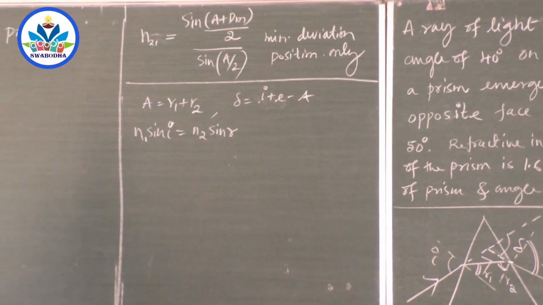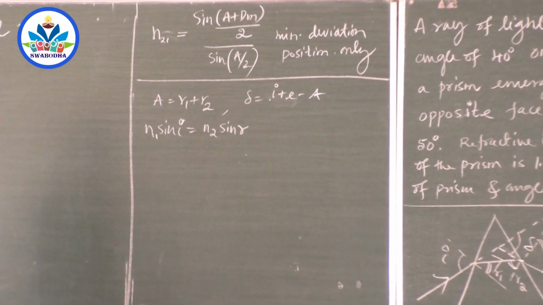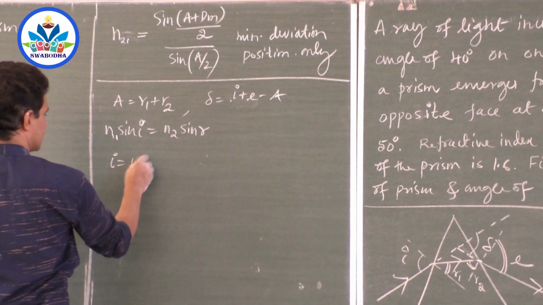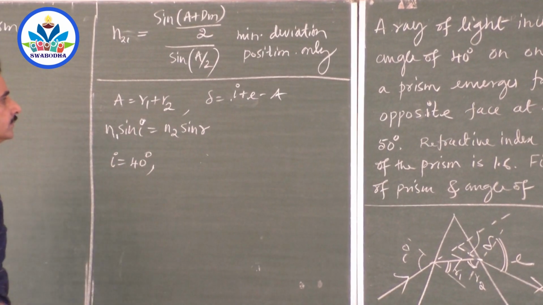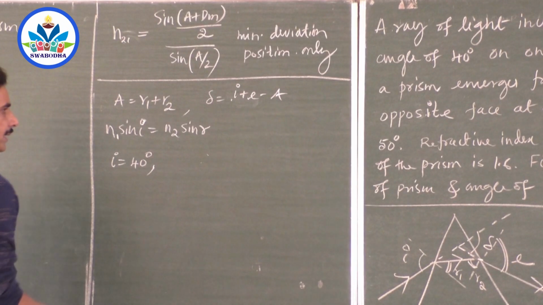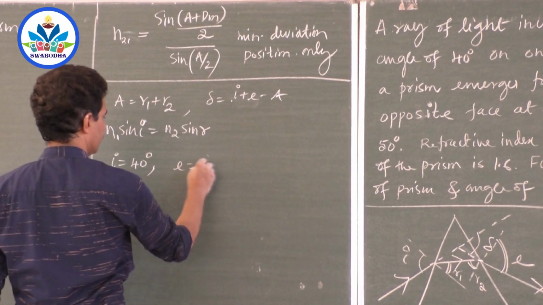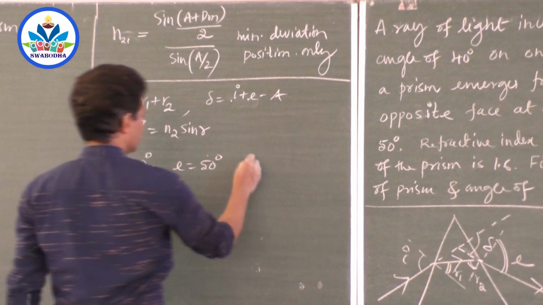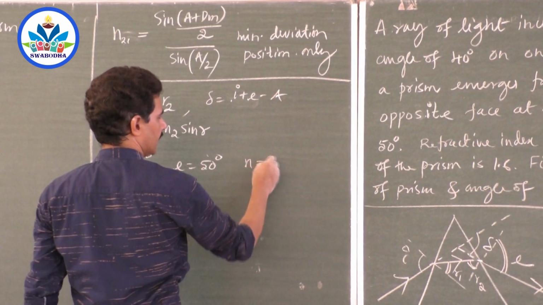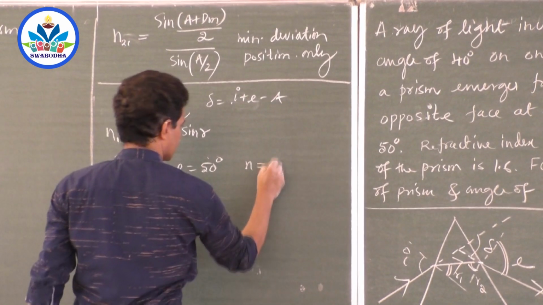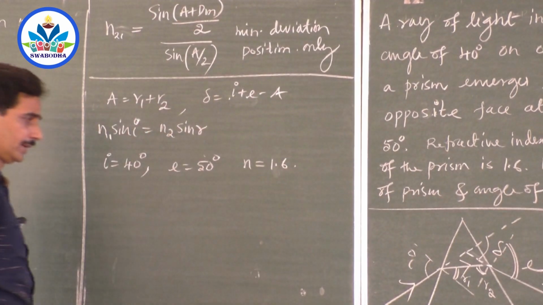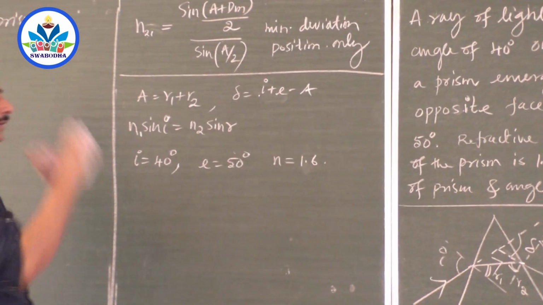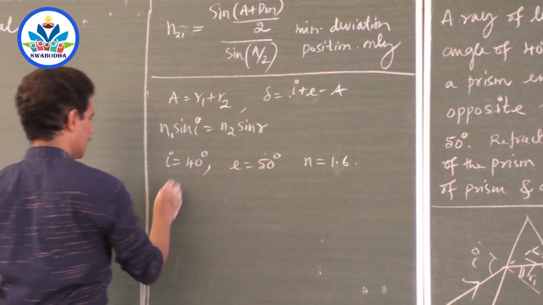Okay? Now, we will list the values. Incident at an angle of 40 degrees, I is given, on one face of a prism and emerges in the opposite face at an angle of 50 degrees, the angle of emergence. Refractive index of the material of the prism is 1.6. And what about the other medium? Nothing is mentioned, so it should be air. If it is not mentioned, automatically it is air. Find the angle of the prism and angle of deviation.